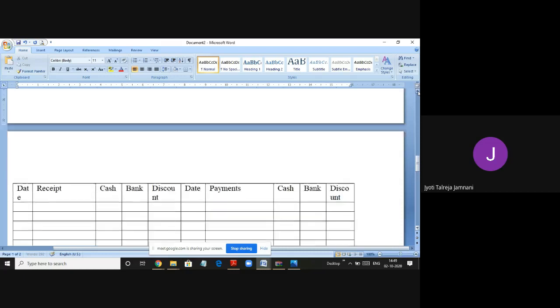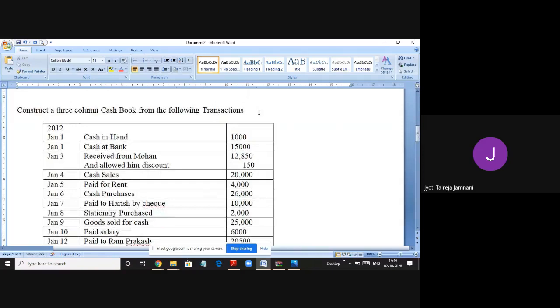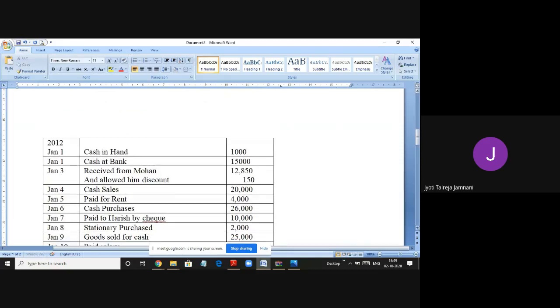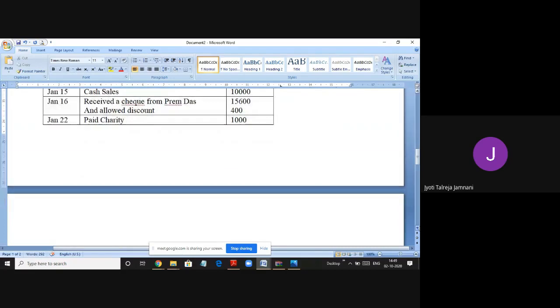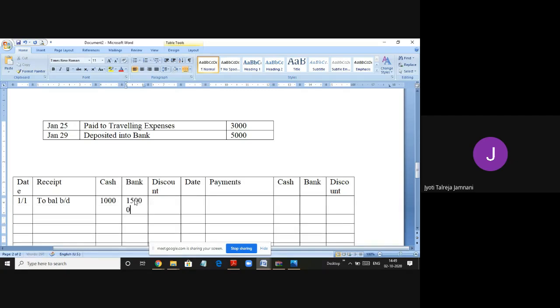So first transaction. Cash in hand 1,000, cash at bank 15,000. So both are on 1st January. So I'll write here to balance brought down on 1st January. So cash in hand was 1,000 and cash at bank was 15,000. So we write 15,000. And in the discount column it is nil.